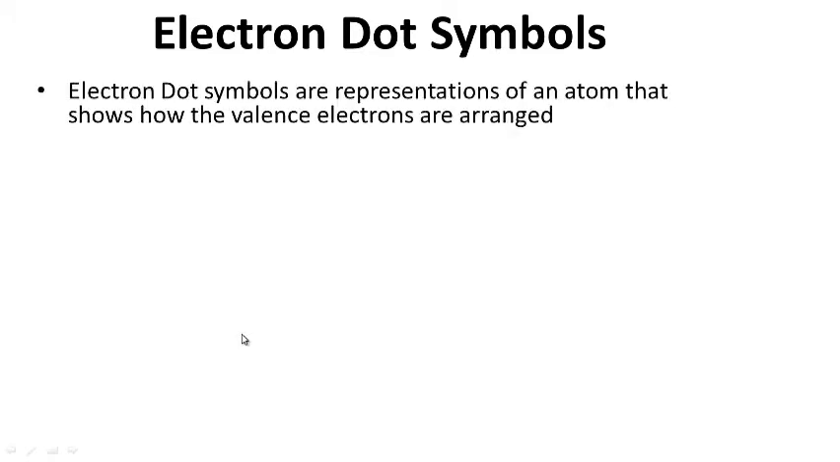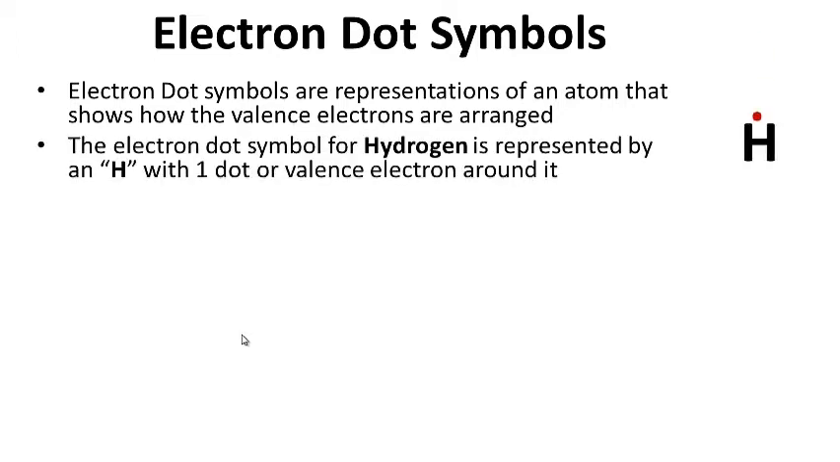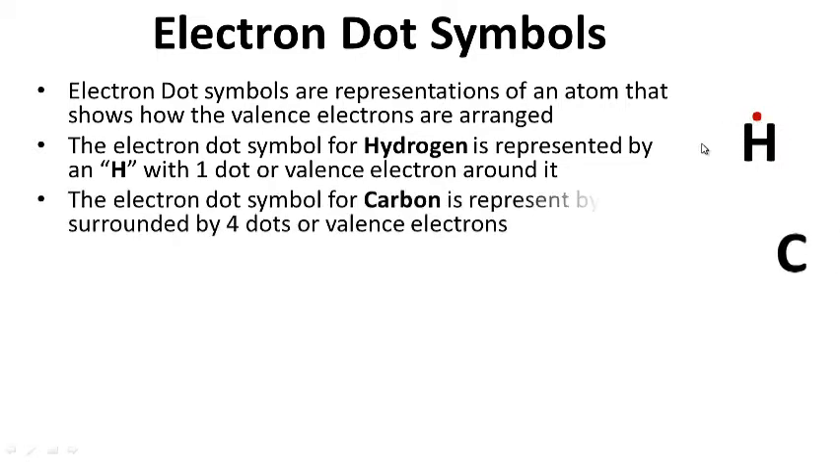All right, so electron dot symbols. Electron dot symbols are representations of an atom that shows how the valence electrons are arranged. Okay, the electron dot symbol for hydrogen is represented by an H, the atomic symbol, with 1 dot or valence electron around it. Because hydrogen has only one electron in its outer shell, we put just 1 electron next to it. But carbon, if you remember, has 4 valence electrons. So the electron dot symbol for carbon is represented by a C surrounded by 4 dots or valence electrons.